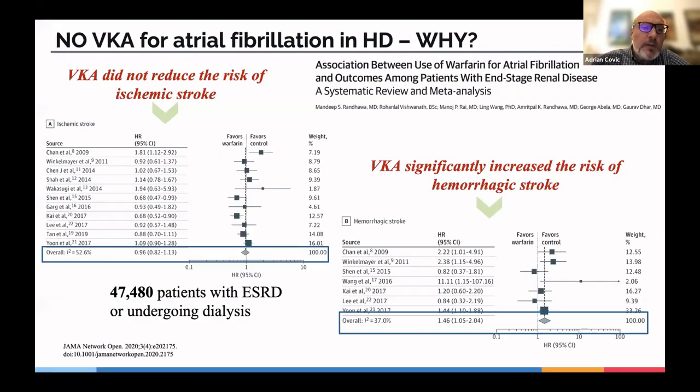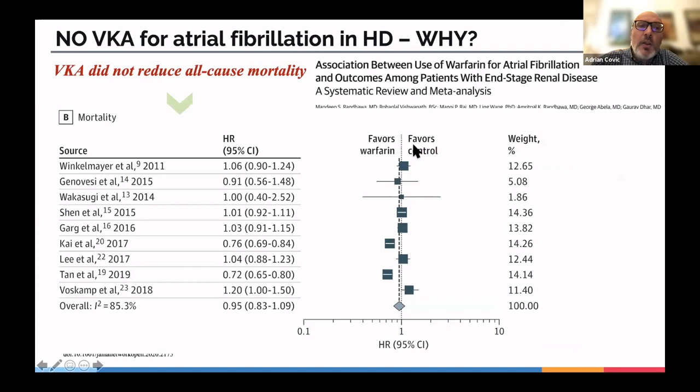First of all, in this quite large investigation, published in JAMA, I would like to make a note and a point that we see a lot of important evidence coming from non-renal journals. And I think this is relevant for the discussion as well. You can see this publication in JAMA looking at nearly 50,000 patients with end-stage renal disease or undergoing dialysis. So not only dialysis patients. First of all, vitamin K antagonists did not reduce the risk of ischemic stroke. There was a significant increase in hemorrhagic stroke. So not prevention, but risk. Altogether, they did not reduce the mortality, almost crossing the line of identity.